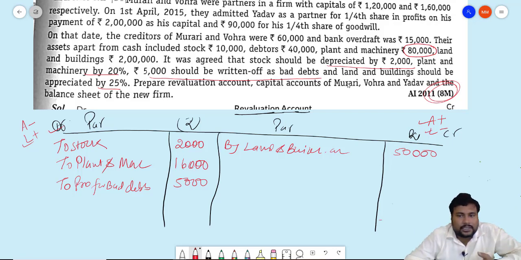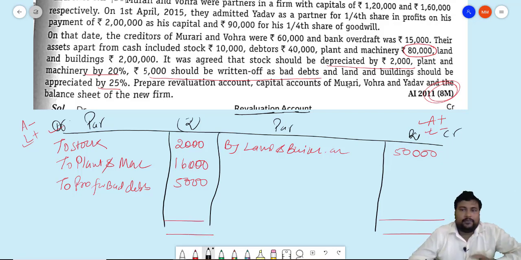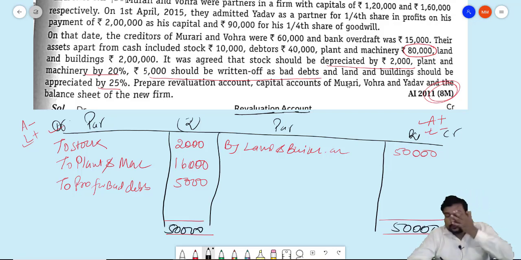Let's prepare it. Of both sides, which one is high? Our credit side is high. How much? 50,000. That will be recorded on both sides. Now we will add this: 16 plus 2 plus 5, how much is it? 16 plus 5 is 21, plus 2 is 23. 23 minus 50, that is 27,000.